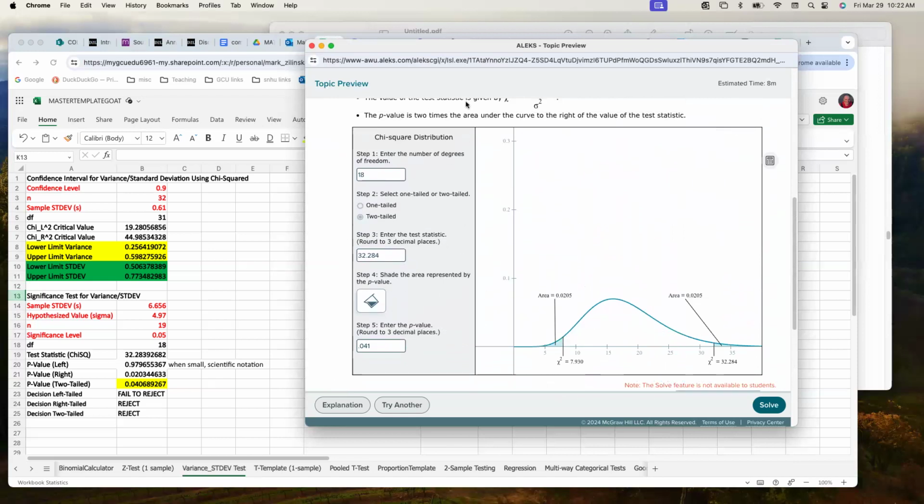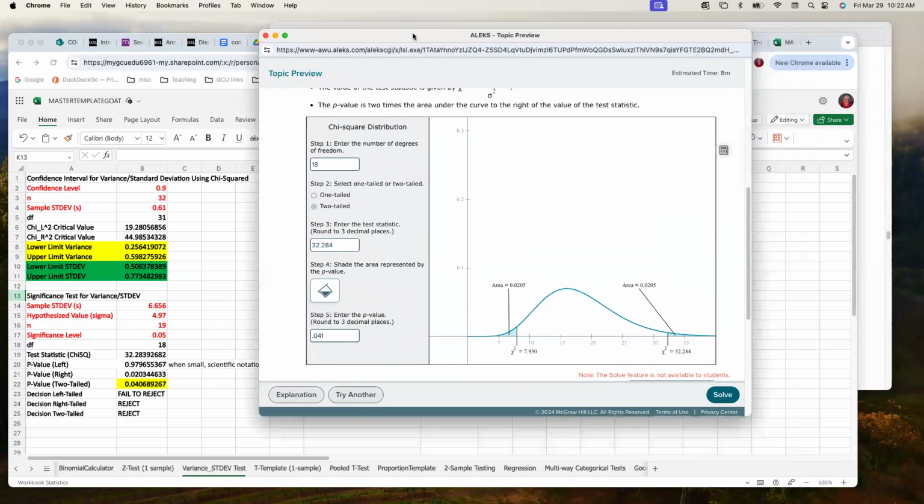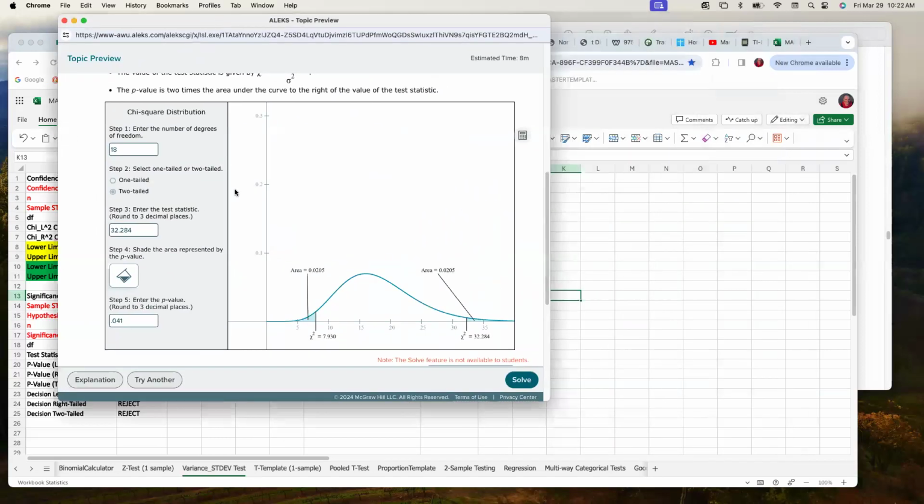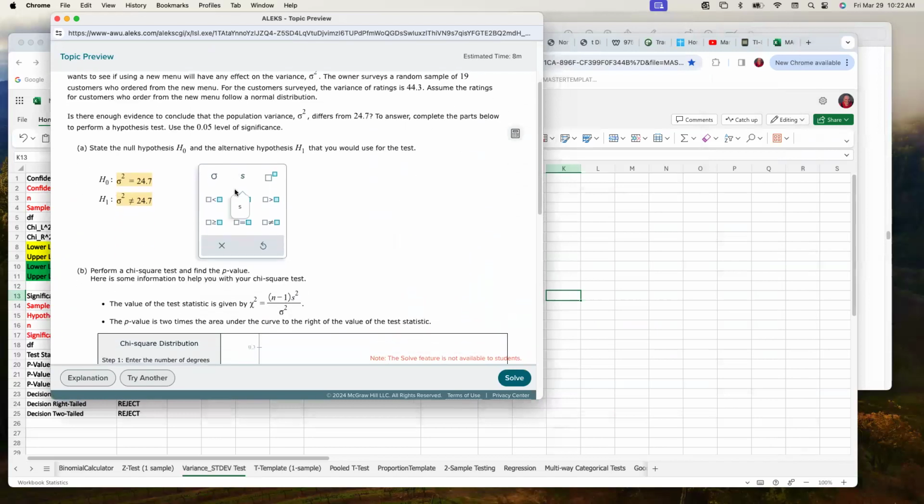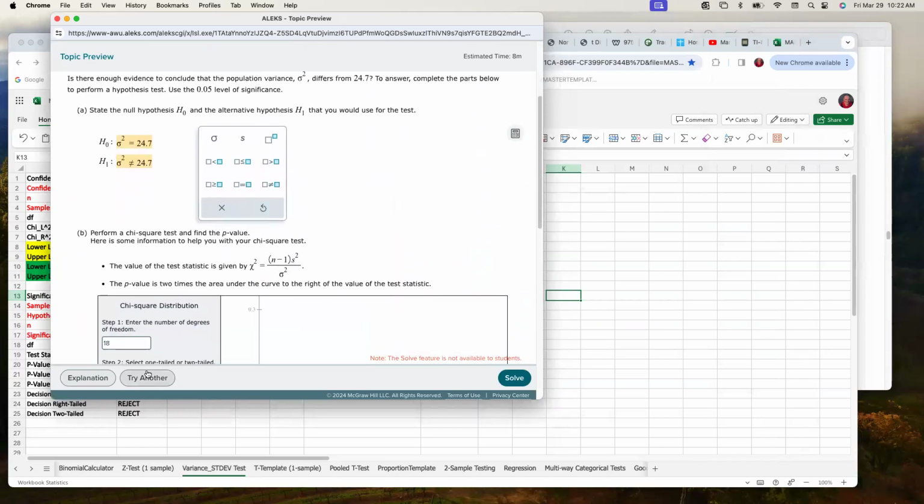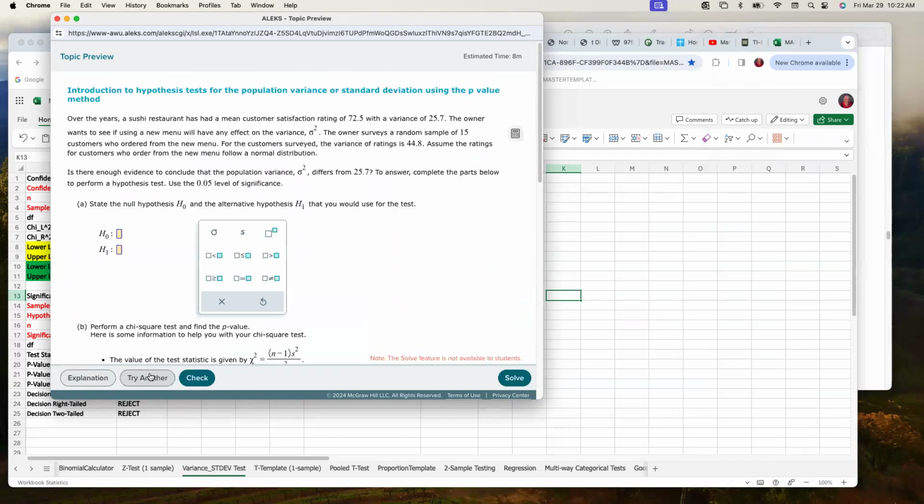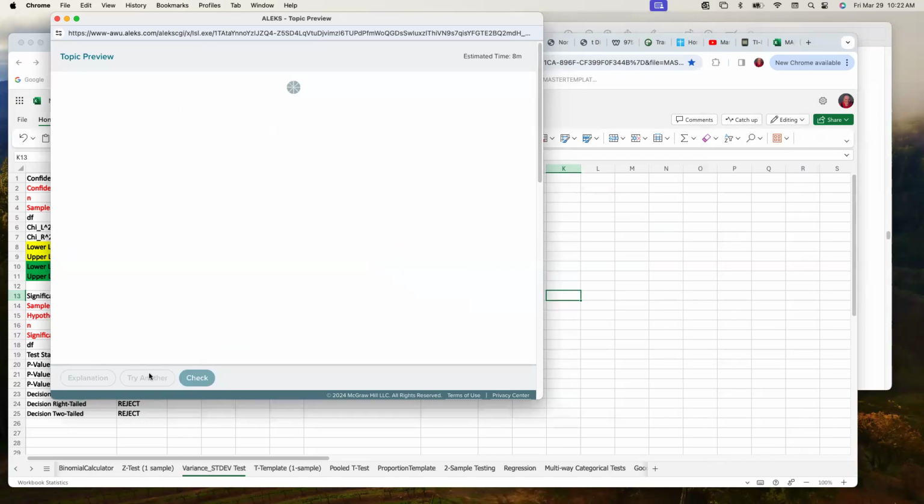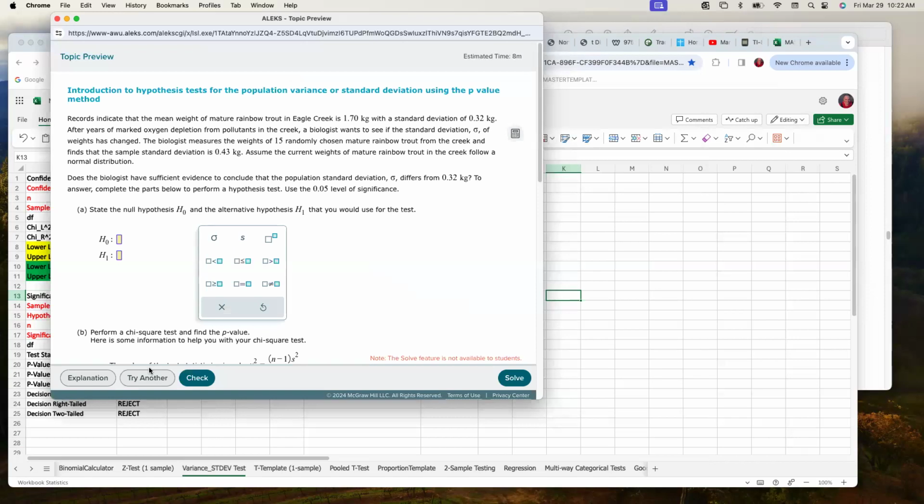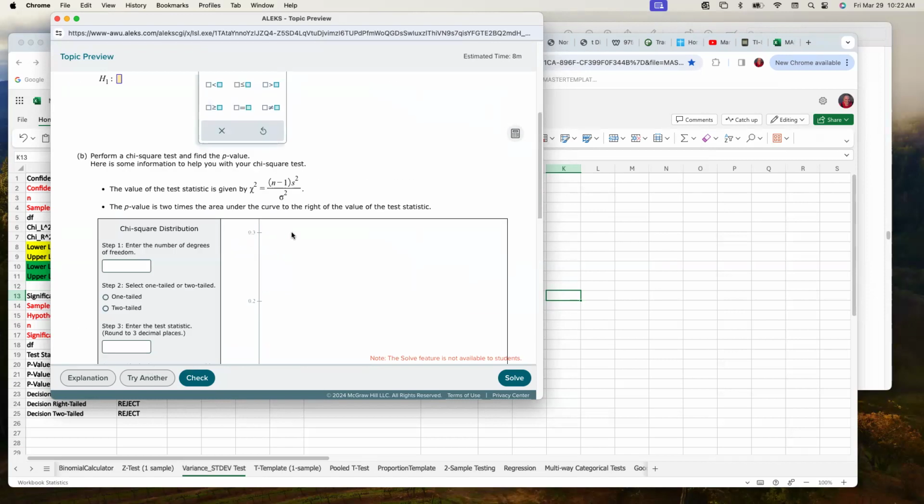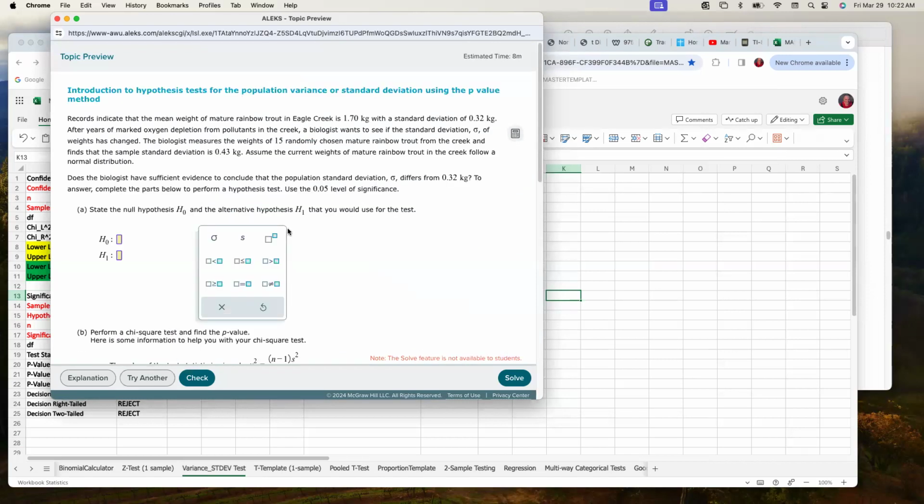So I'll tell you what, let's try another one. This one had the variance, so let's find one with the standard deviation in it. That's a variance here. Let's try another one. Yeah, here we go, standard deviation. Notice we still have this bit down here. Records indicate that the mean weight is 1.7, and our standard deviation is 32 kilograms.